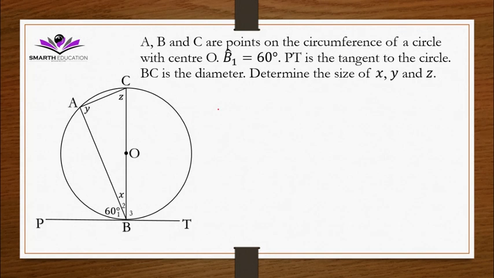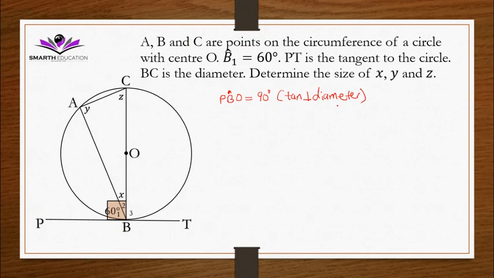Now, we have angle PBO. Do you see angle PBO? This is angle PBO, right? Angle PBO is equal to what? Is equal to 90 degrees. Why? Because tangent is perpendicular to diameter. Tangent is perpendicular to diameter, right?